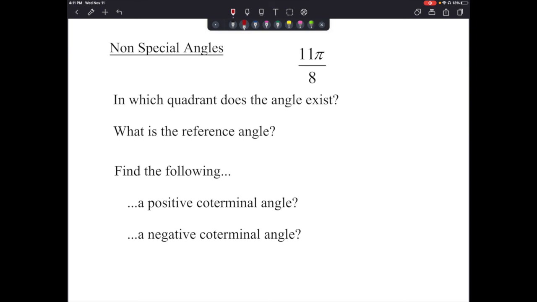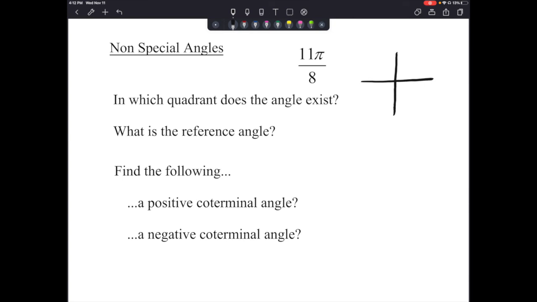So non-special angles, we have 11 pi over 8. It says, in which quadrant does the angle exist? Well, it's exactly what we just did. If you want to practice drawing it, I know some of you could probably just look at this and tell me what it is there, but you may not be able to do that with all of them. So 11 pi over 8. Okay, we know that it's more than 1 pi, but less than 2 pi. So probably somewhere in quadrants 3 or 4. Okay, but if we're just practicing drawing these out, right?